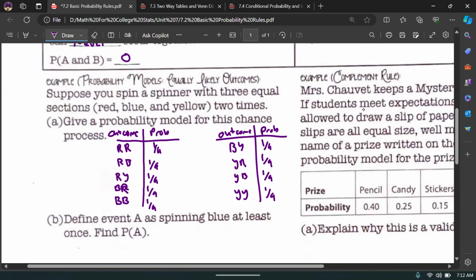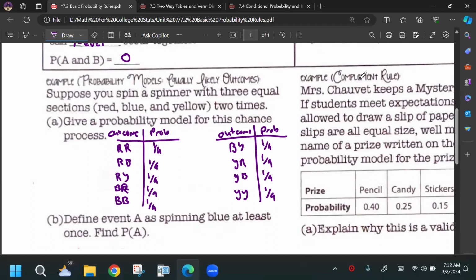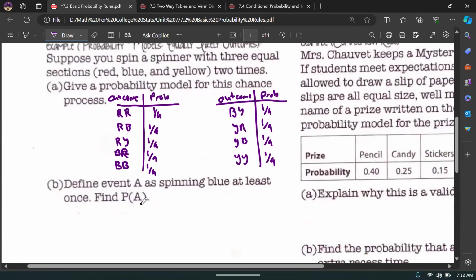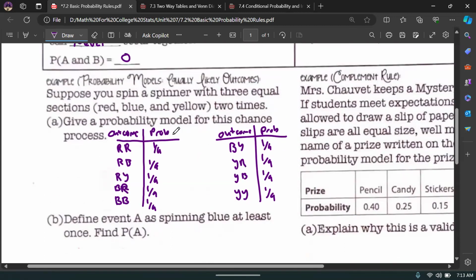Normally it's one column, so imagine that I put this below and dragged it down, but I ran out of room so I moved it over there. Normally it's not broken up this way, so just ignore that. Anyway, that's a probability model.